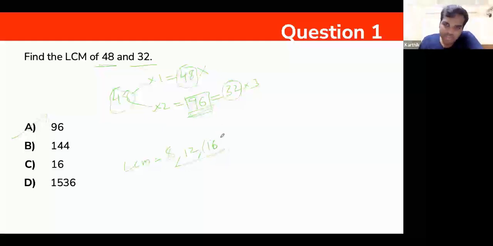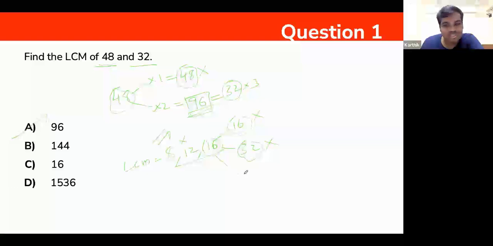So 16, you take 16 into 1 is 16. 16 is divisible by 8, but it is not divisible by 12, right? So 16 will not be my LCM. This number should be divisible by all other numbers. 16 into 2 is what? 32, right? 8 4 times, yes, 8 table 32 is there, but 12 table there is no 32. So 32 is not there. 16 3 times, 48, right? 8 6 times, 48. 12 4 times, 48. So 48 is the number that is divisible by the other two numbers. So that is my LCM.